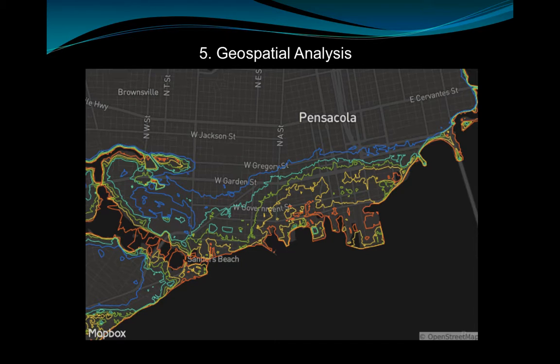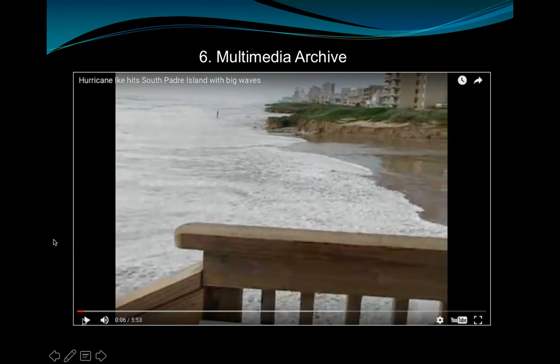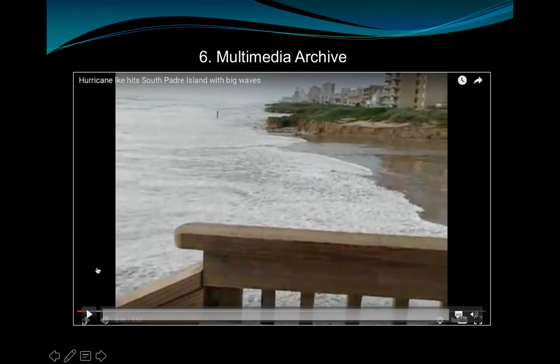Finally, our 6th tool is Multimedia Archive, and this is important. We can see these numbers on paper or on a graph. We can see a 3-foot storm surge or a 10-foot storm surge, but what does that really mean? We have a multimedia archive for each city where we can actually look up an event and see a video or picture of many of these events, what they actually did on the ground.